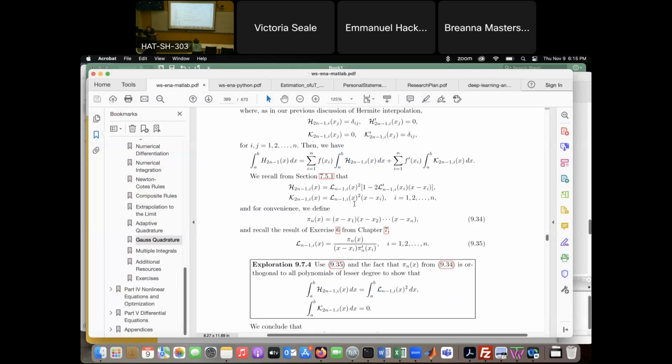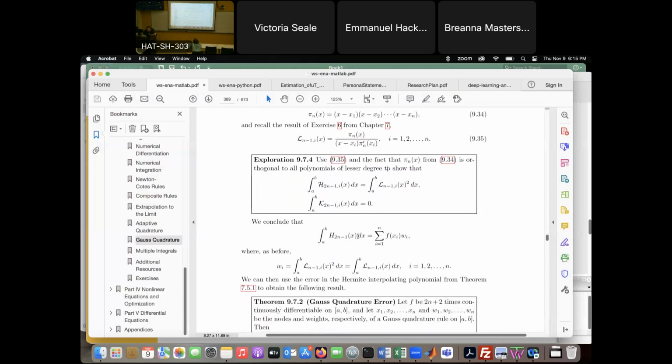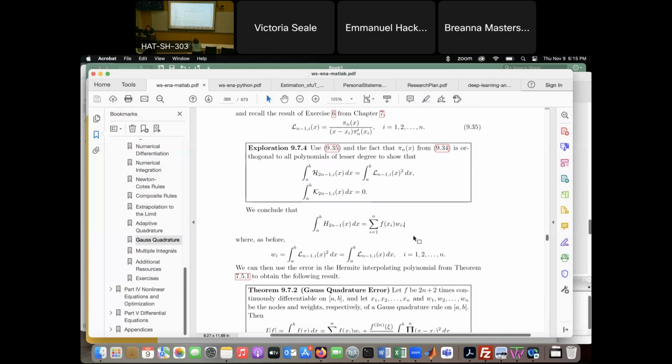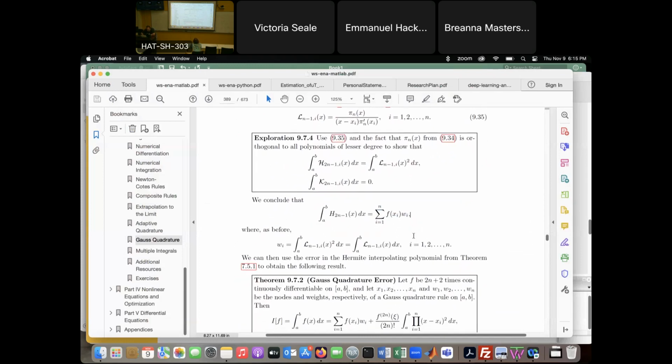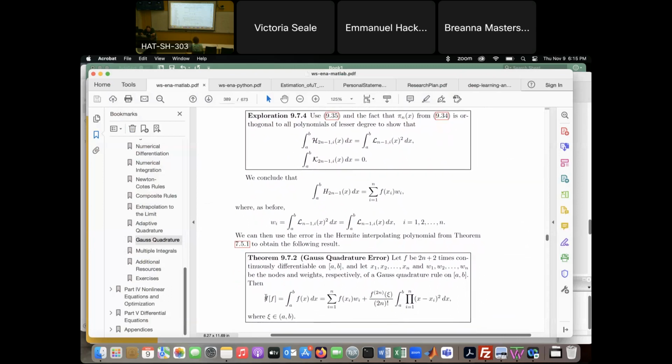So it turns out that the integral of the Hermite interpolating polynomial is equal to the Gauss Quadrature rule. So if I want to get the error in the Gauss Quadrature rule, I can use the error from the Hermite interpolating polynomial, not the Lagrange one. And that leads to this error formula here.